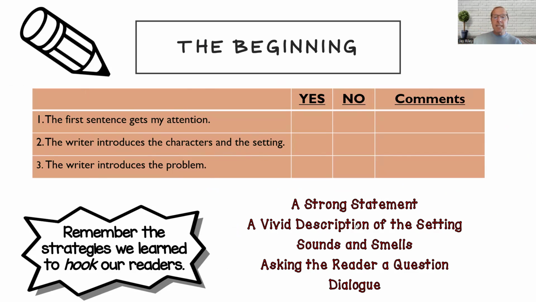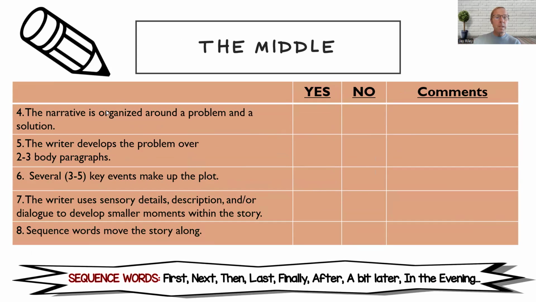The first sentence gets my attention, and we talked about all these strategies that we can use to hook our reader. The writer introduces the characters and setting, and the writer introduces the problem. So you can work through the checklist and add some comments there. The narrative should be organized around a problem and solution. We want to develop the problem over 2 to 3 body paragraphs. And we want to add 3 to 5 key events to make up the plot.